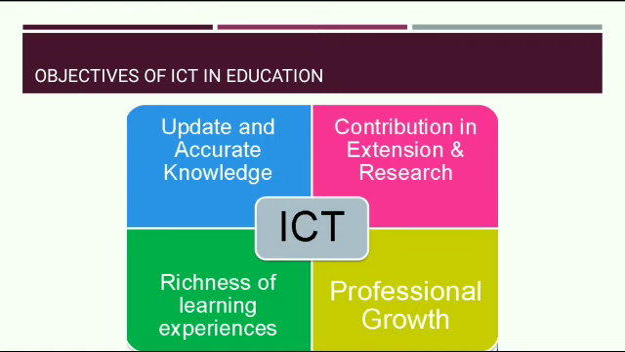So what are the objectives of ICT in education? We should know the objectives of technology in education. It is to provide updated and accurate knowledge. Updated and accurate knowledge is one of the most important things. And via ICT it is improved. Also, contribution in extension and research, richness of learning experience, and professional growth. These are the objectives of ICT in education.